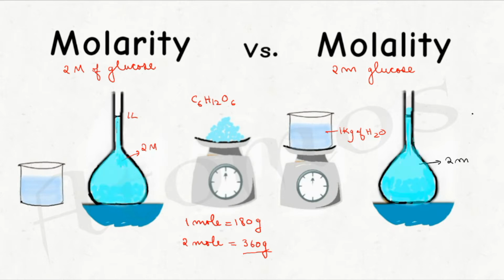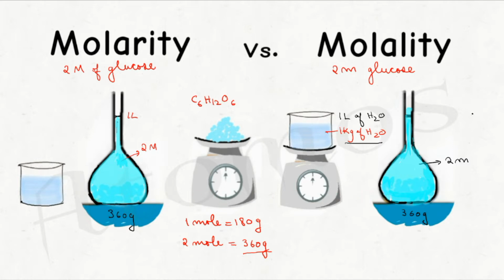Now, one question comes to mind. In the 2 molar glucose solution and in the 2 molal glucose solution also, the same amount of the solute, that is 360 gram of glucose, is present. Agreed? Also, 1 kg of water will be equal to 1 liter of water, correct? Because the density of water is 1 kilogram per liter, right? Then what is the difference between these two solutions?